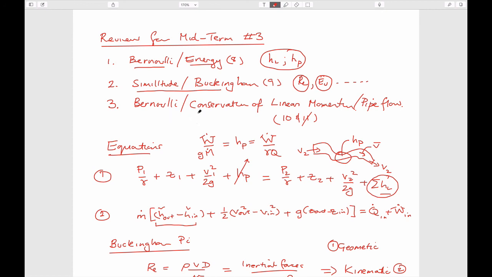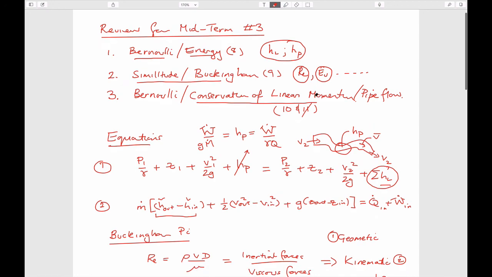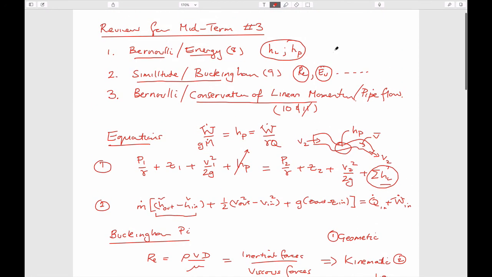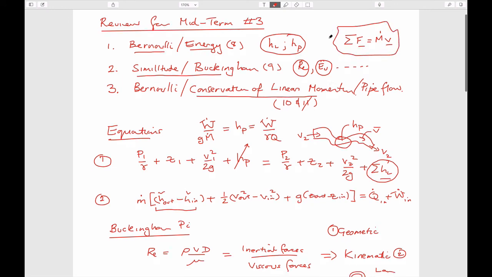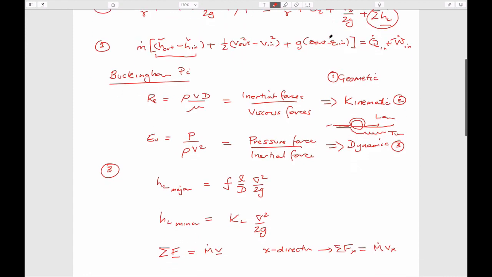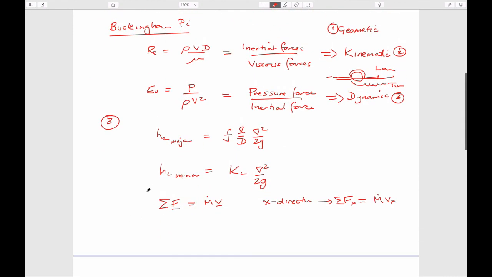And the third equation is conservation of linear momentum. The sum of the forces is equal to the mass flow rate times velocities. And you can resolve that in whatever directions you see fit with an appropriate control volume. And that's written down here. So that's it.